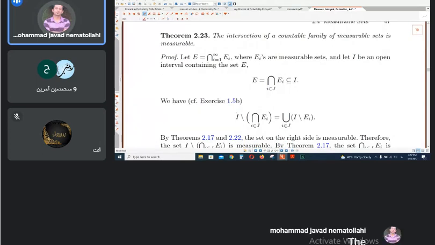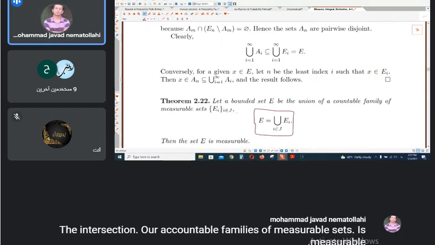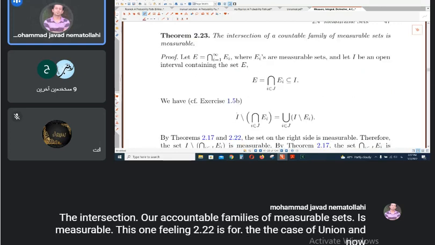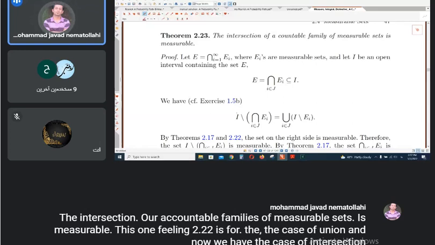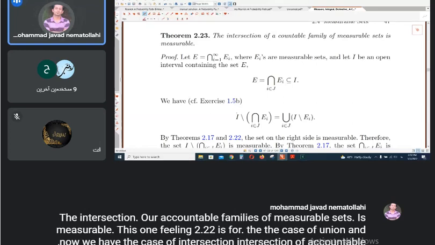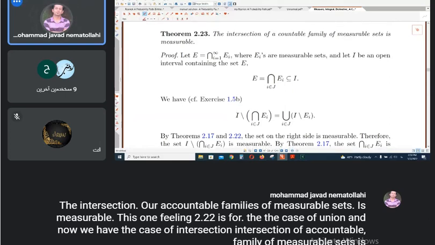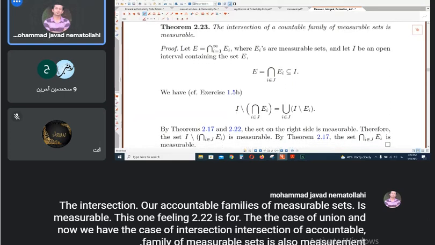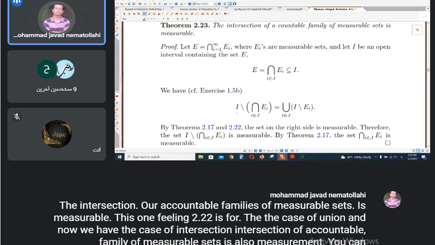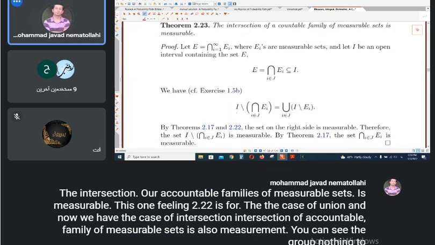The intersection of a countable family of measurable sets is measurable. This one, theorem 2.22, is for the case of union, and now we have the case of intersection. The intersection of a countable family of measurable sets is also measurable. You can see the proof, nothing to explain.